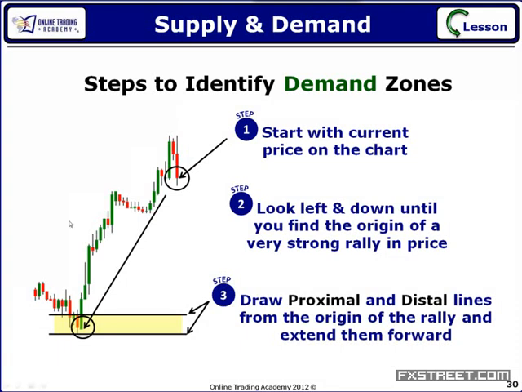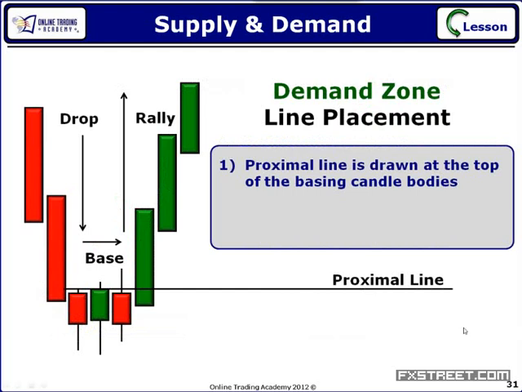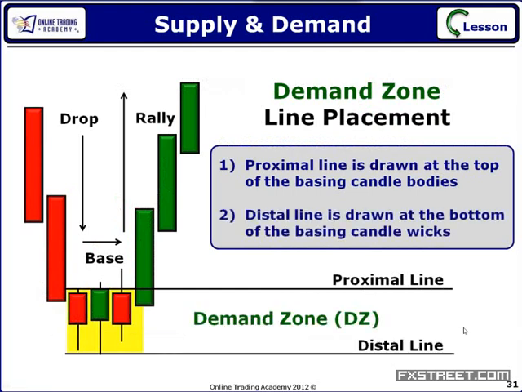So in this case, what I'm going to be looking for is to draw my lines. I have two lines. The proximal line is the one that gets a little bit subjective, but shouldn't really be that subjective. The proximal line will be drawn across the top of the bodies of the basing candles. The distal line is going to be drawn below the low, or in this case I use the wicks, because that happened to be the low. But if there were no wicks, I would just use the bottom of the bodies of the candles.